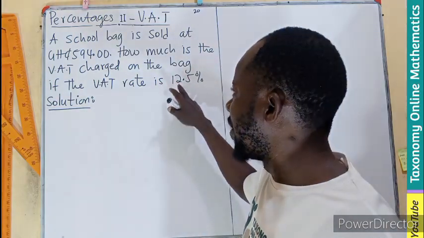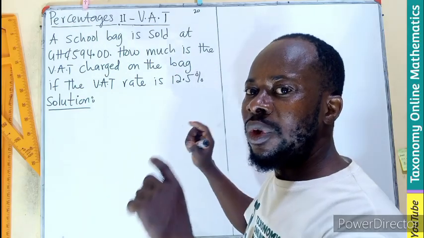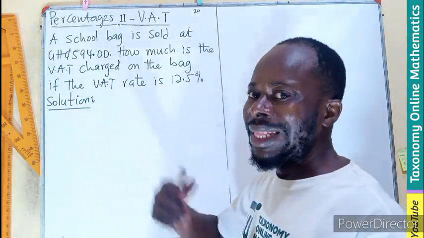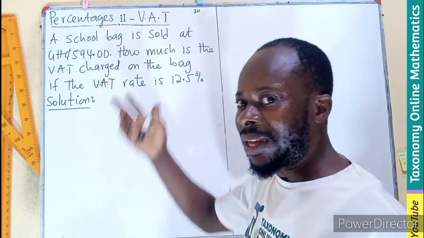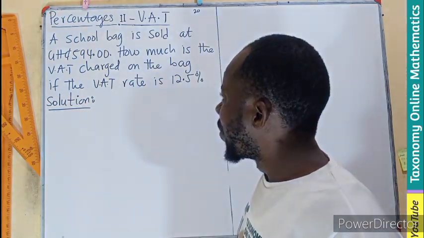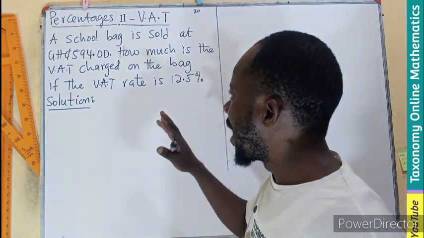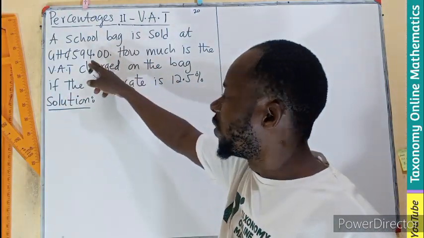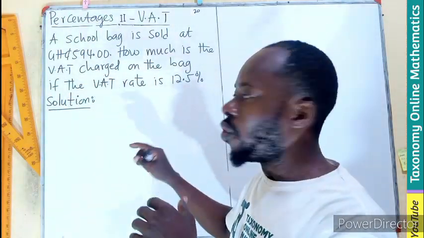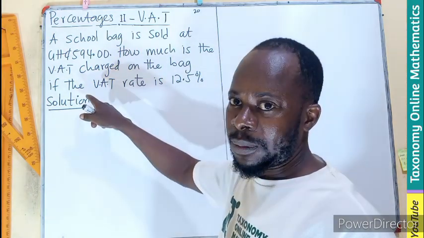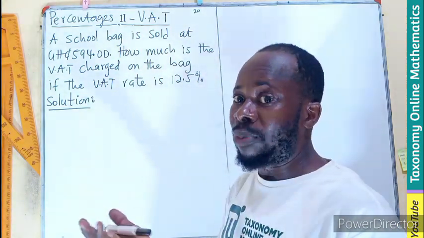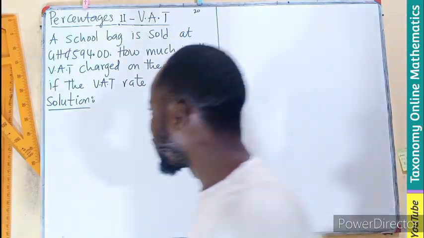So normally the VAT is equal to the rate percentage times the basic cost, the intended price of the article, in this case the school bag. So if I subtract the basic cost from the inclusive cost, I should be able to know the VAT component. So I'm just going to take the proportion component, or percentage proportion, to arrive at the answer.